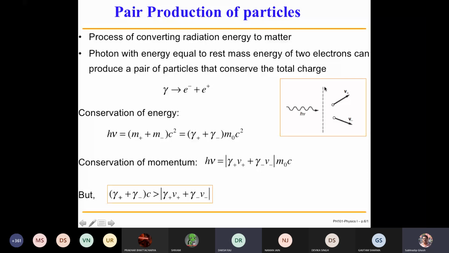They are no longer particles. They are no longer electron or positron. So one photon producing two photons, that is not the process we are talking about. We are talking about one photon producing two particles, matter, radiation energy converted into matter. So v plus and v minus can never have a velocity equal to c, because then they will cease to be particles. So always this relation holds. Now when this relation holds, this equality is not possible, which tells us that this process is not possible. Did you get my point?